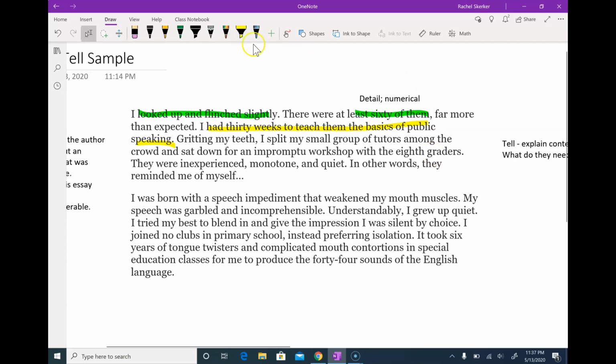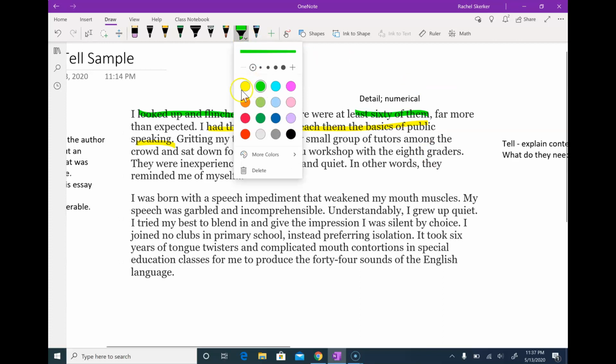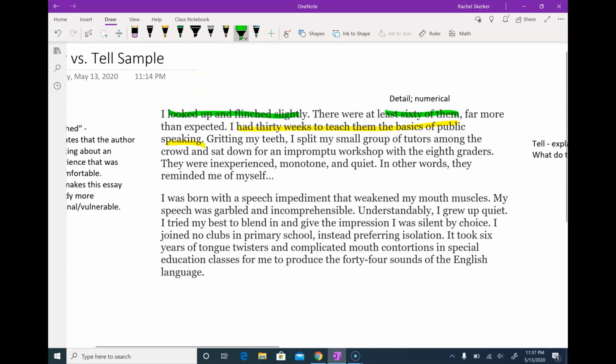Going back with my green highlighter for that element of show. We have gritting my teeth. Again, we're seeing that element of discomfort. I split my small group of tutors among the crowd and sat down for an impromptu workshop with the 8th graders. Small, impromptu. We have adjectives here. They were inexperienced, monotone, and quiet. 3 adjectives are being used there. And then this final line, in other words, they reminded me of myself. As a reader, now I have the question, how did they remind you of yourself? You're the one running this workshop.